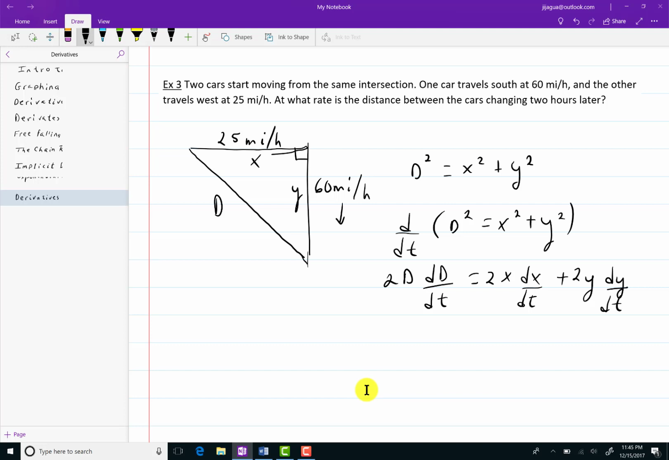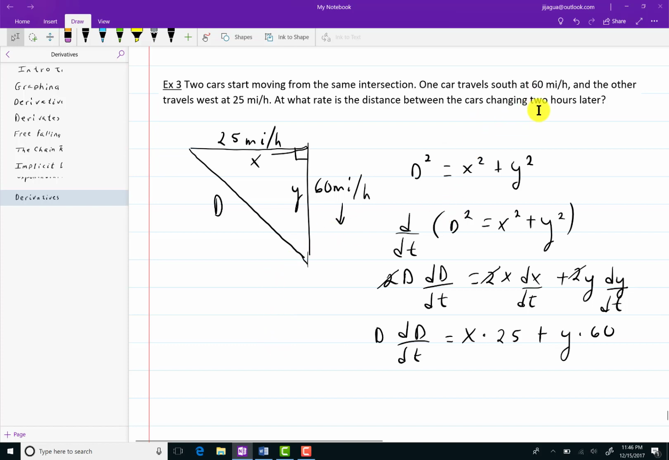Now, one thing I can do really quickly is get rid of all of these 2's. I'll just cancel them all out. And I'll put in the stuff that I know. I know the south car, which is y, travels at 60 miles per hour. So I have d dd over dt equals x times, and x is traveling at 25 miles per hour. So I'll put a 25 there, and y was traveling at 60. Now all I need to figure out is what x, y, and d were 2 hours later.